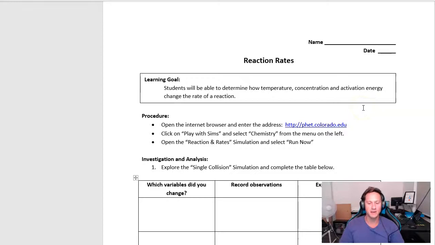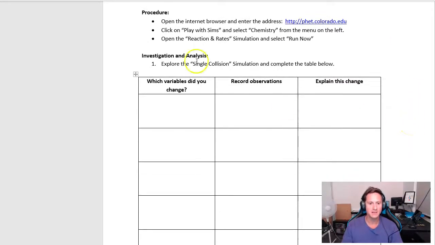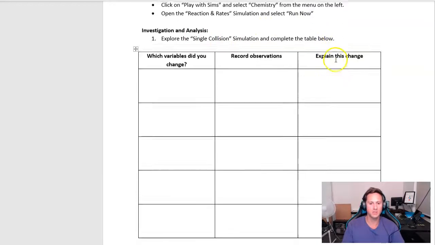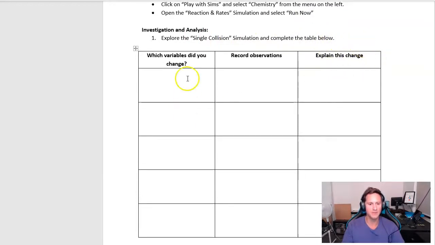So basically the first, I guess we'll go through the learning goals. We're going to look at how temperature, concentration and activation energy change the rate of reaction. Now, you've already looked at that theory before, you've watched videos, read textbook information, but this simulation might give you a different perspective and maybe clarify a few things that you may not have realised by looking at that information beforehand. So first thing, we're going to look at the single collision simulation and we're going to complete the table. So basically, changing a variable, what are the observations, and explain this change using collision theory.